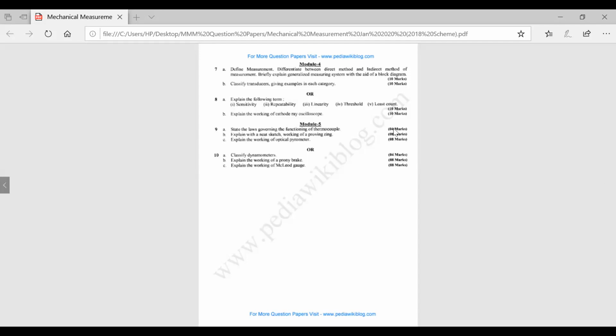It depends upon the marks. Then: explain with a neat sketch the working of a proving ring. We have done this too. You have to draw the sketch and show what a proving ring is exactly and what it is used for. The last subsection is for 8 marks. Wherever a sketch has been asked, it will be for around 6 or 8 marks. 9C again asks you to explain the working of the optical pyrometer.